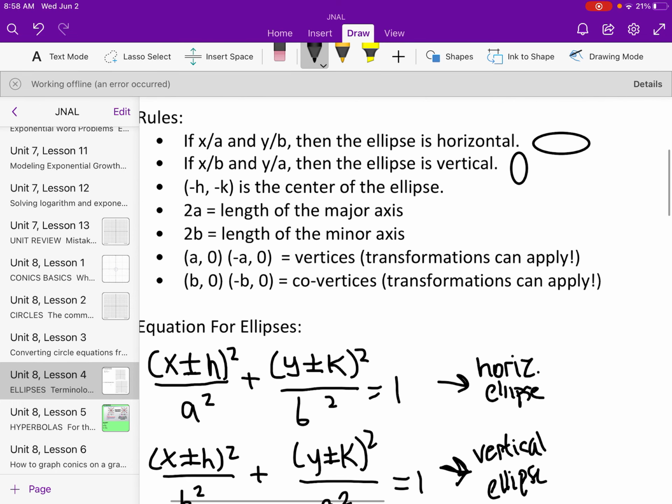Okay, then there are rules. If you see that x is divided by a and y is divided by b, in other words, if a is always greater than b, if the greater number is under the x, then the ellipse is horizontal. If the greater number is under the y, then it is vertical.